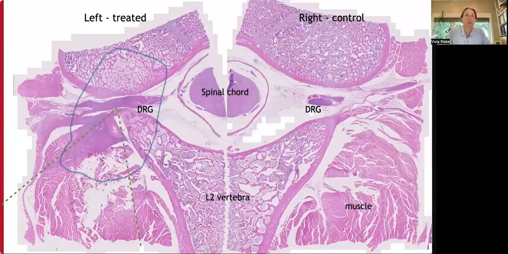The images show a cross-section through the L2 vertebra at the level of the DRGs of an animal treated with continuous wave ultrasound and 3-week survival. So this is not one of the animals that received the 6 to 8 weeks of QST follow-up, but it was treated with the same focused ultrasound parameters.